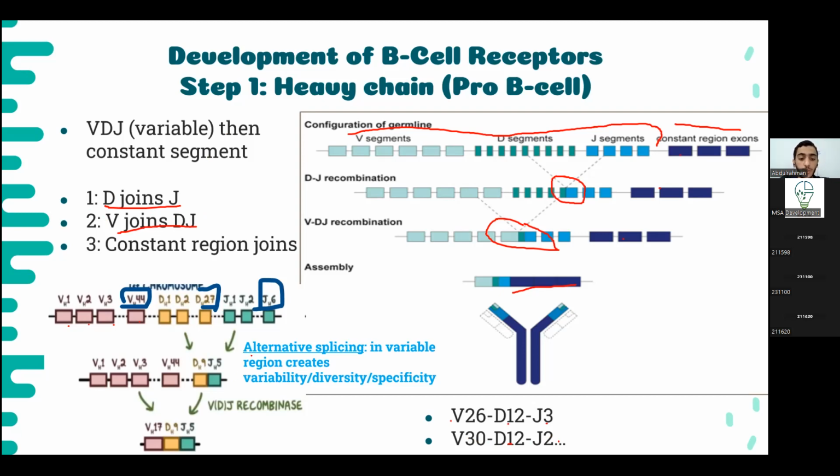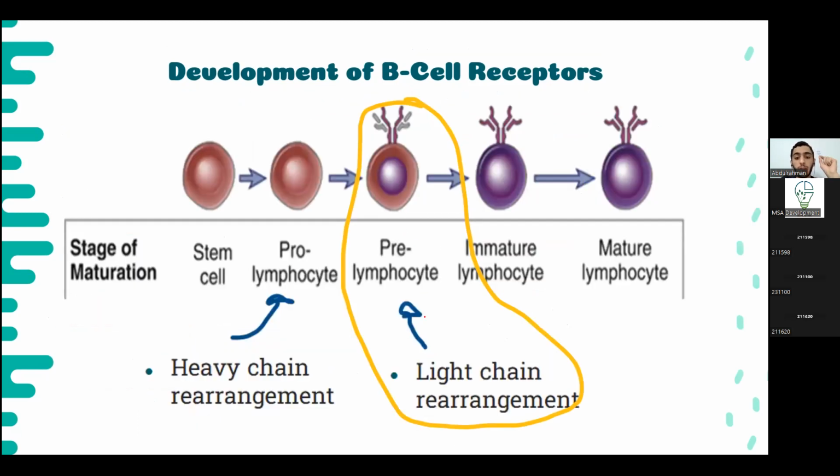Okay, so this is all done through a process of alternative splicing in the variable region. Alternative splicing means the first time we broke it down here, or in the other one we broke it down here. That's why we got different types of antibodies. And this part is basically the antigen binding site, how we have the different segments. This is the heavy chain. Once you created the heavy chain, now the light chain has a place to hold onto, which is the heavy chain. And this stage is referred to as the pre-lymphocyte.